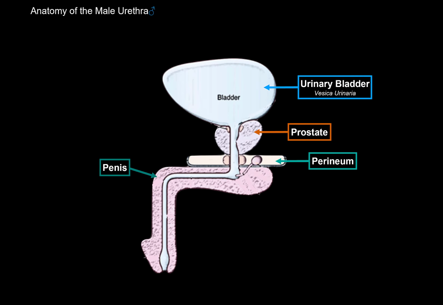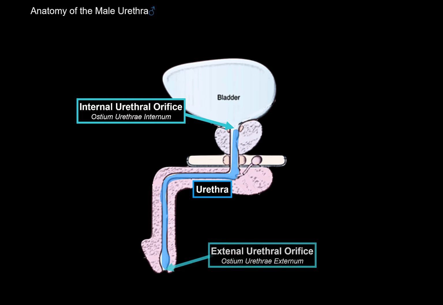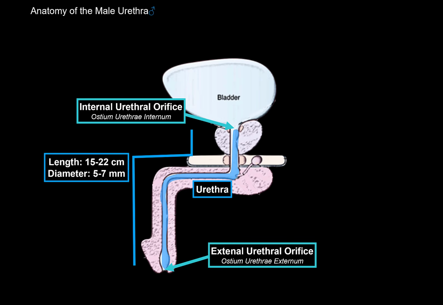And then we can see the penis. So the urethra is the tube under the urinary bladder that goes within the penis, and it goes all the way from the internal urethral orifice to the external urethral orifice. The whole urethra is about 15 to 22 centimeters long, and about 5 to 7 millimeters in diameter. And it has three parts.